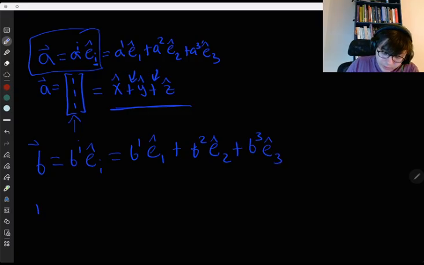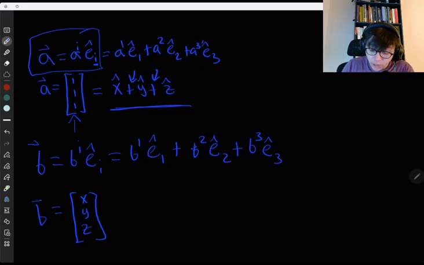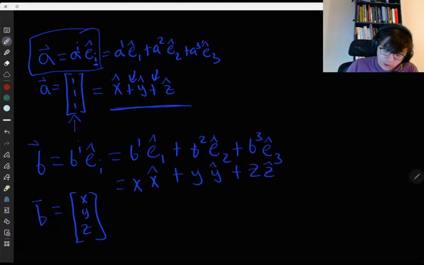And so let's rewrite B again down here. Remember, B was x, y, and z. So B1 is the first component. It's just x. And what is our first unit vector? Well, it's just x hat. B2 is the second component. Well, that's just y. And E2 is the second unit vector. Well, that's just y hat. And similarly, this is just z hat. Okay, cool.